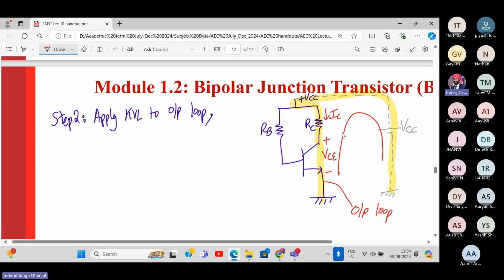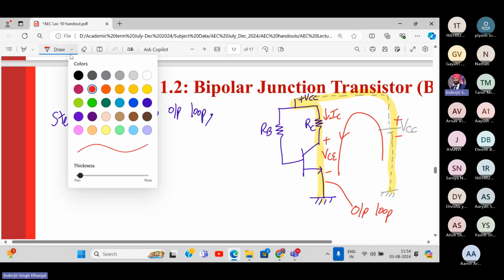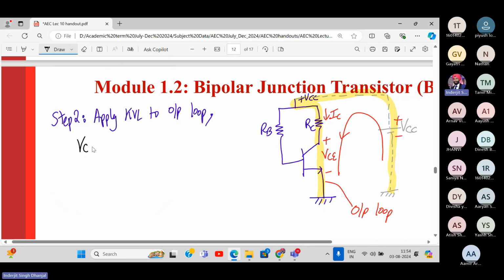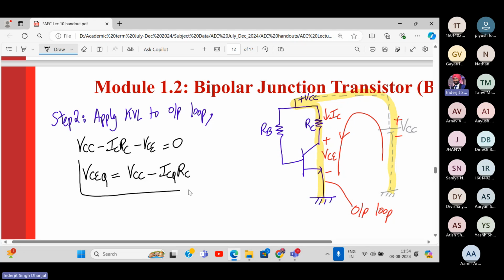And this is the way we apply KVL. So tell me, we're starting from here. We are going from minus to plus. What do we write over there? Plus VCC, correct? Then it will be minus ICRC. Then plus minus, so fall in potential, so minus VCE is equal to 0. So how much is VCE? VCC minus IC RC. But since we are finding the Q point, this will be VCEQ, this will be ICQ. Got it? So this is my expression for VCEQ. We call it expression number 3.